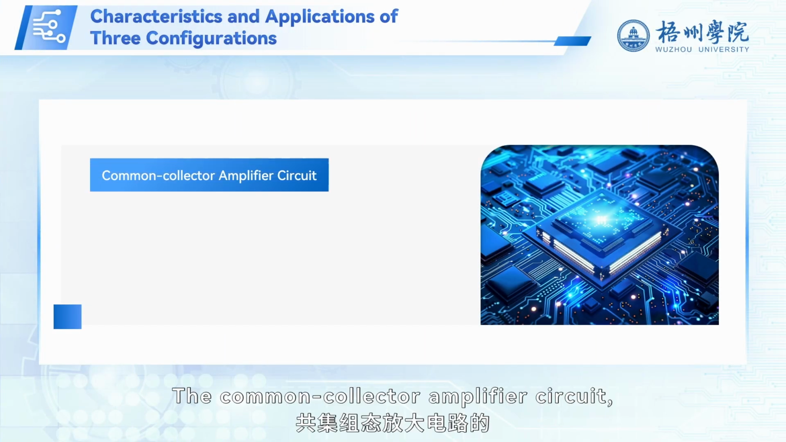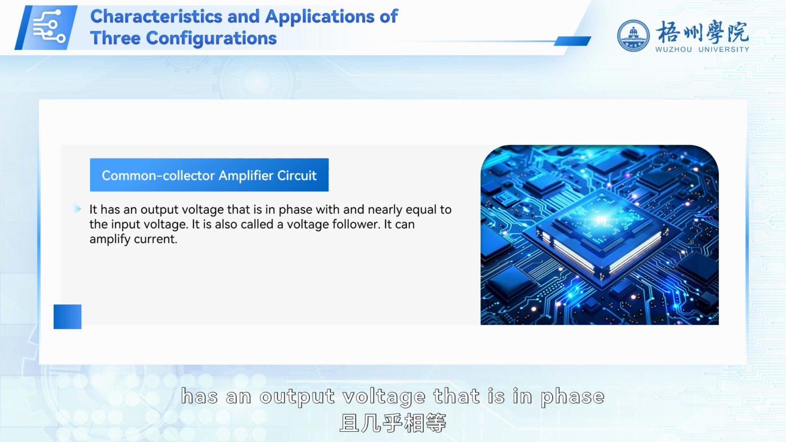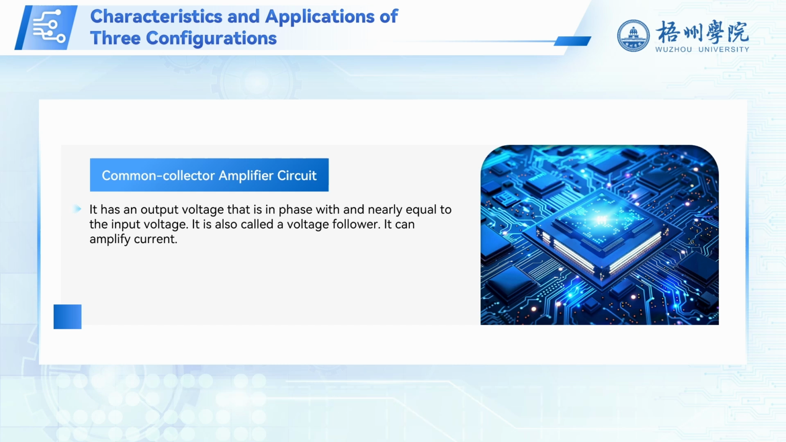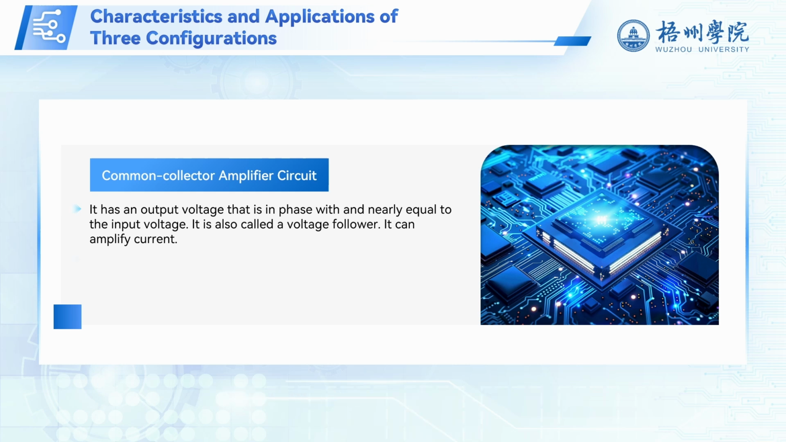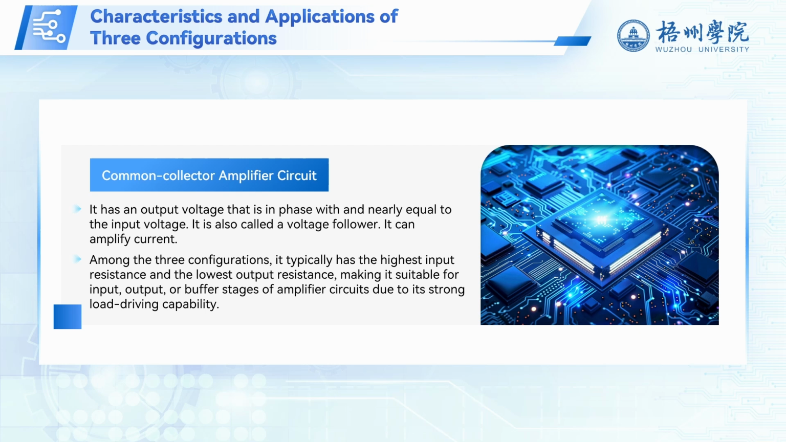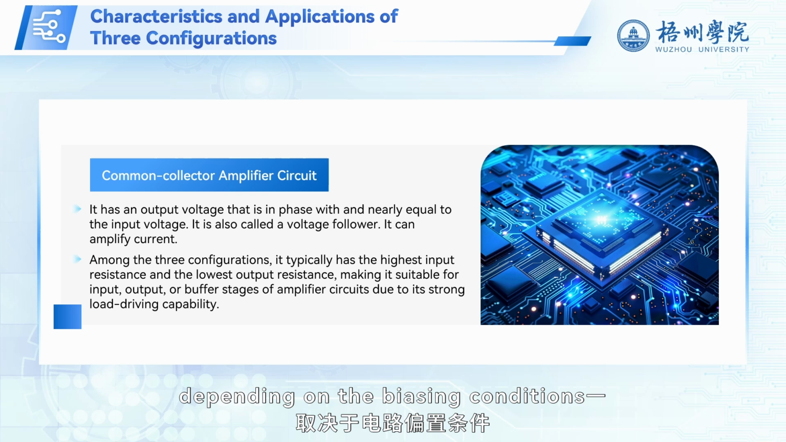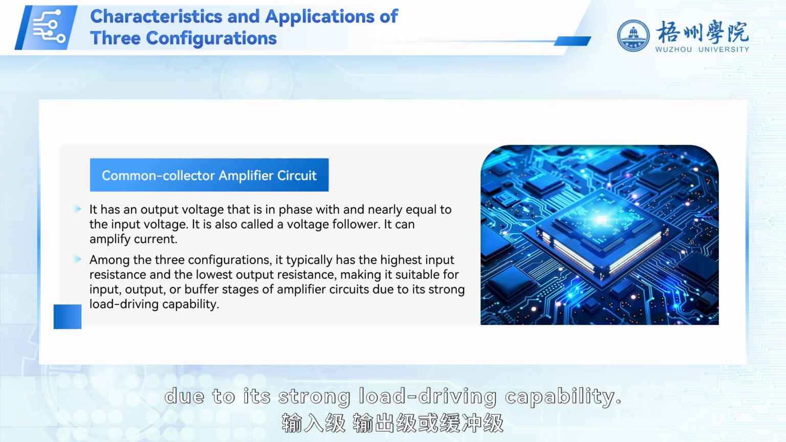The common collector amplifier circuit, also known as a voltage follower, has an output voltage that is in phase with and nearly equal to the input voltage. While it does not amplify voltage, it can amplify current. Among the three configurations, it typically has the highest input resistance, depending on the biasing conditions, and the lowest output resistance, making it suitable for input, output, or buffer stages of amplifier circuits due to its strong load driving capability.